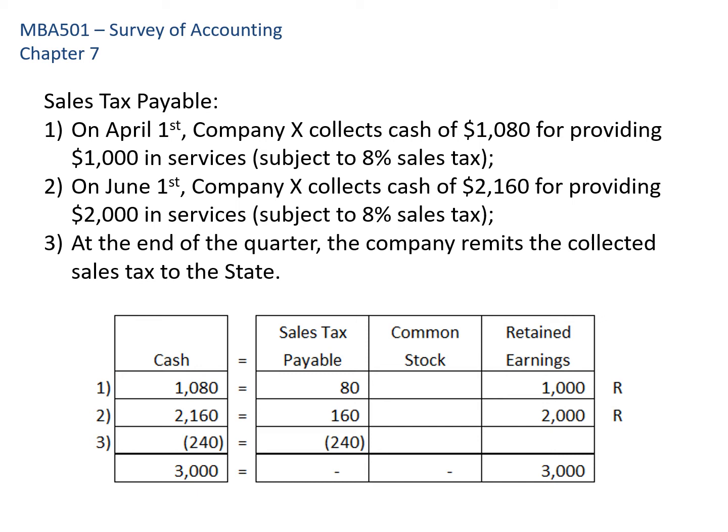So April 1st, we collect $1,080 cash. We accrue a liability, money we've collected from a customer that we owe to the state, sales tax payable, and we recognize the $1,000 in earnings, retained earnings.